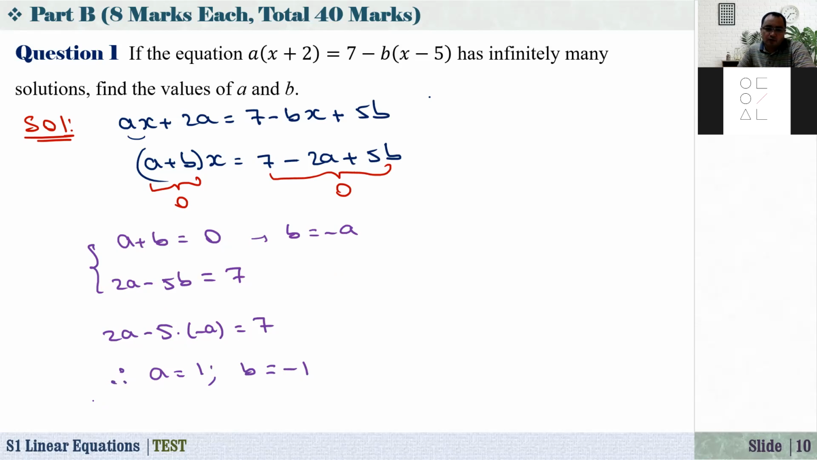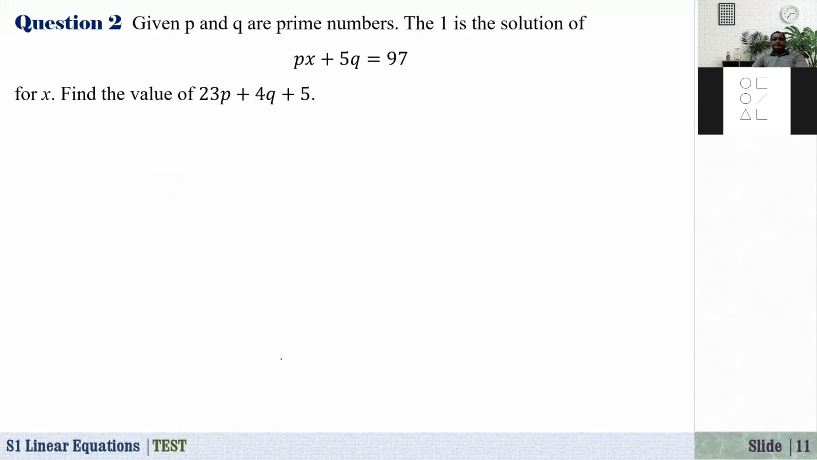So that means that when a equals 1 and b is equal to -1, the equation will have infinitely many solutions. That means that every real number is the solution of this equation. But if you remember linear equations, either it has no solution, or one solution, or infinitely many solutions. We don't have the case that it has 2 solutions or 10 solutions. Is it no solution, one solution, or infinitely many solutions?